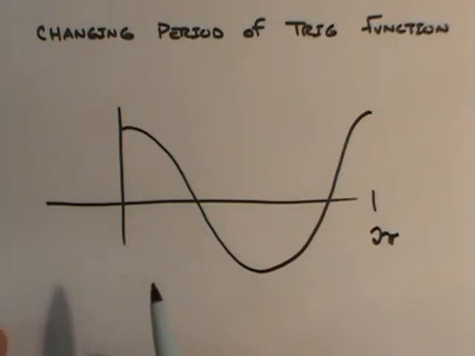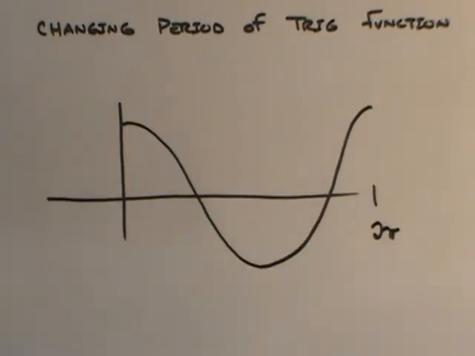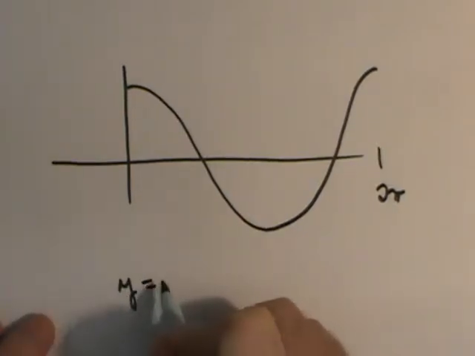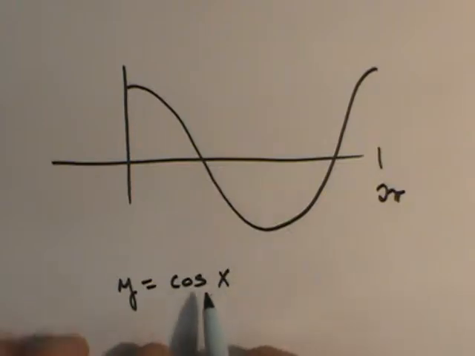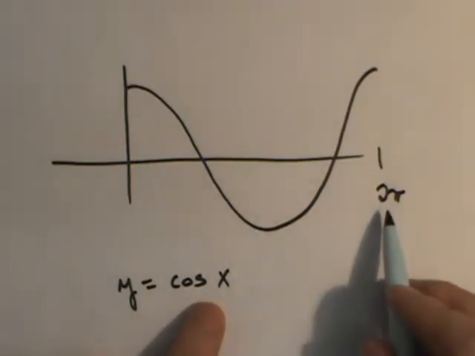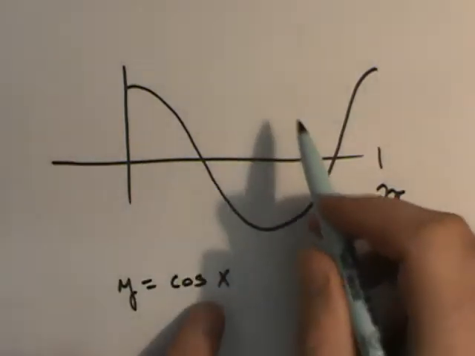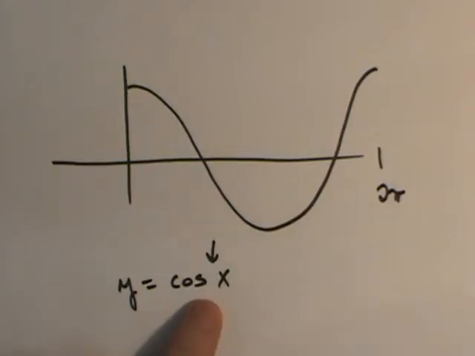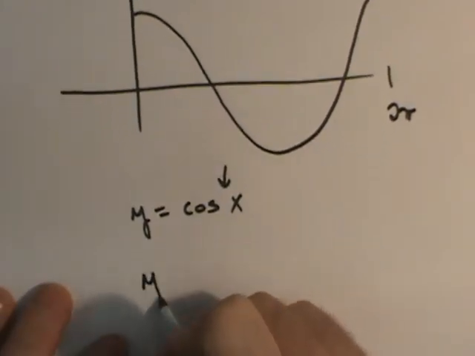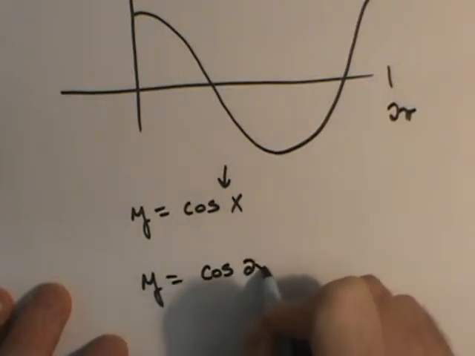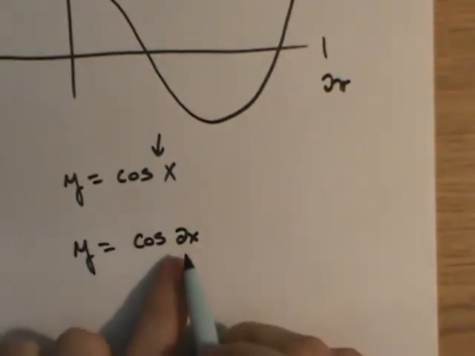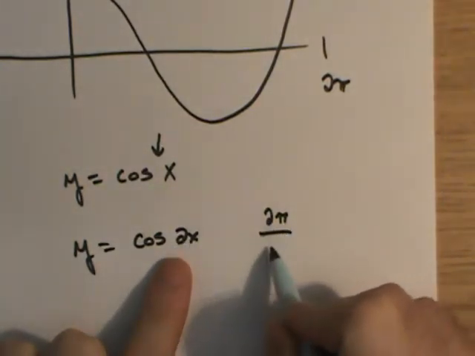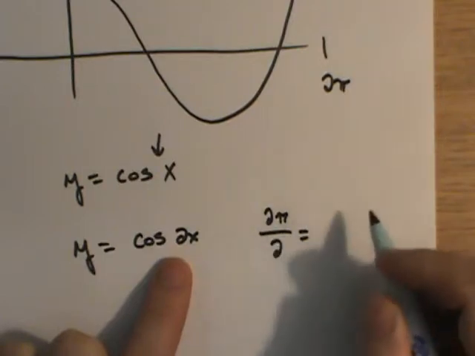If I want to change that period, if I want to make it shorter, it all comes off of your angle. So if I have y equals cosine x, the way it stands, the period would be 2 pi. How you manipulate the period, the cycle between the curve repeating itself, is by looking at the coefficient of your angle. For example, if I said y equals cosine 2x, in order to determine the period, I would go 2 pi divided by that coefficient. So I divide it by 2, and that would give me the period.